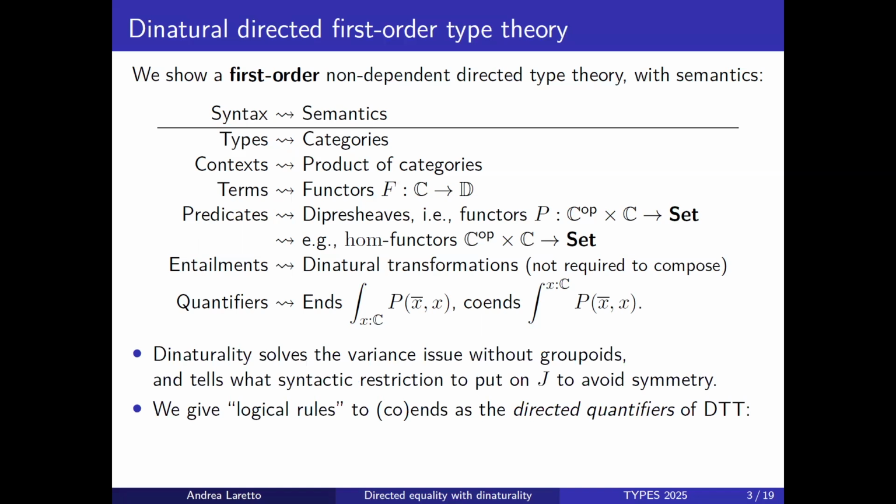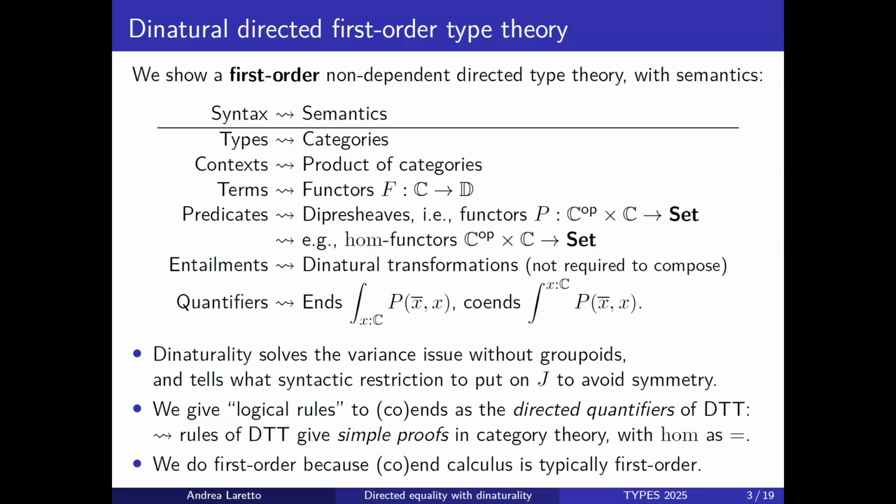Exactly. Then we're going to give logical rules to these two quantifiers. Ends are for all, coends are exists, as the directed quantifiers of directed type theory, which is also an interesting question: what should the directed quantifiers of this model, the category model, be? This is one answer. And these rules allow us to give proofs in category theory, just like Jacob was showing you before, in some way, with hom interpreted as equality, logically. And we do the first order part mainly because we are interested in coend calculus, which is also another folklore thing that MacLane already knew in 1997, which is also typically first order, so we want to capture this, at least.